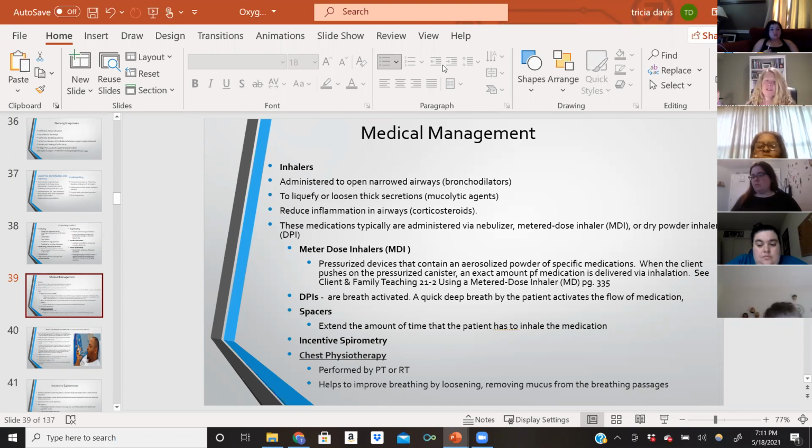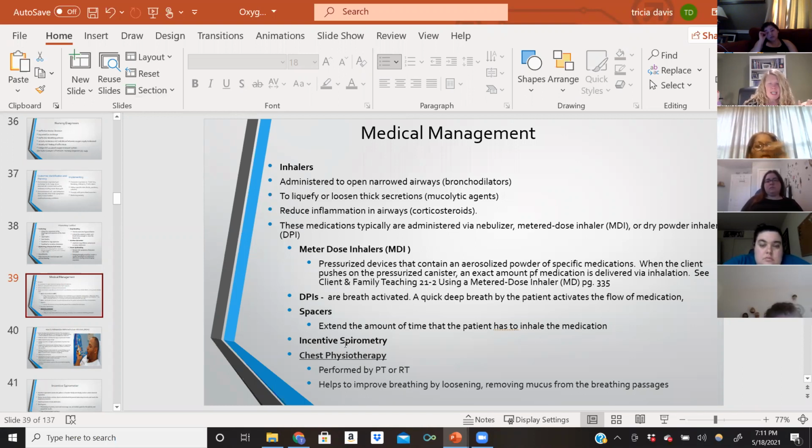And then we have spacers. Spacers you can add on to the end of an inhaler, and what it does is it extends the amount of time that the patient has to inhale the medication. Especially with our older patients or patients that have cognitive dysfunction, even us sometimes, it can be very hard to calculate the medication, push down the button, and inhale at the same time. So a spacer just extends the amount of time after you hit that button, leaves that medicine in there traveling through the tube so that you have time to inhale it and get the medication.